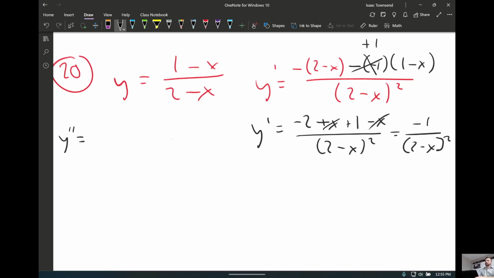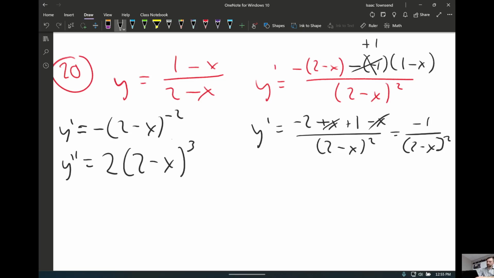Okay, second derivative. Well, honestly, you could do quotient rule, and maybe that's what you did. Yeah, that's what I did. I'm going to pull this up and make it a -2, just because I think that's easier, but it should be the same. So second derivative: bring the power down, lower the power by 1, and chain rule. So that would give me a -2 in the top and a 2 minus x to the third in the bottom.